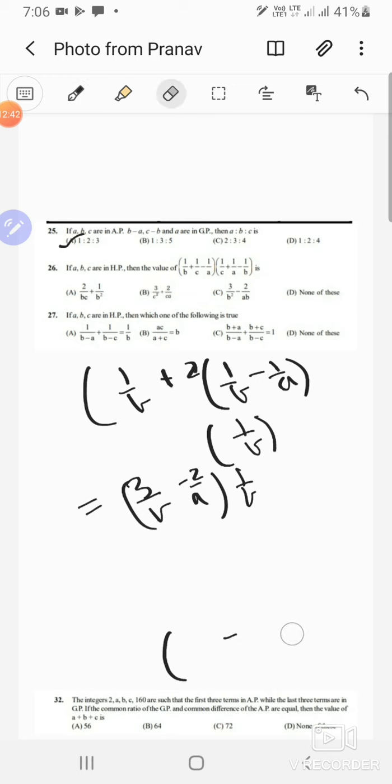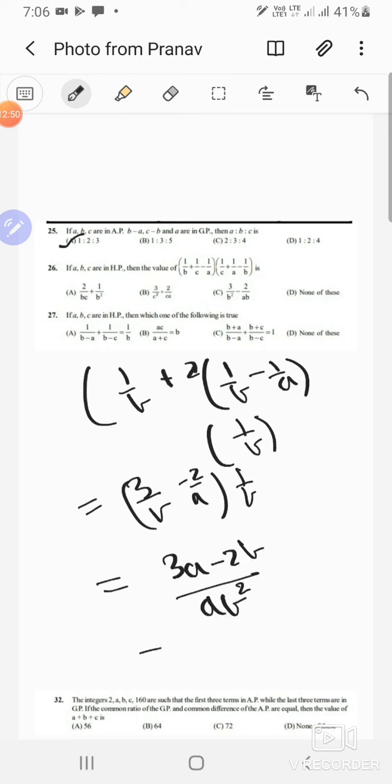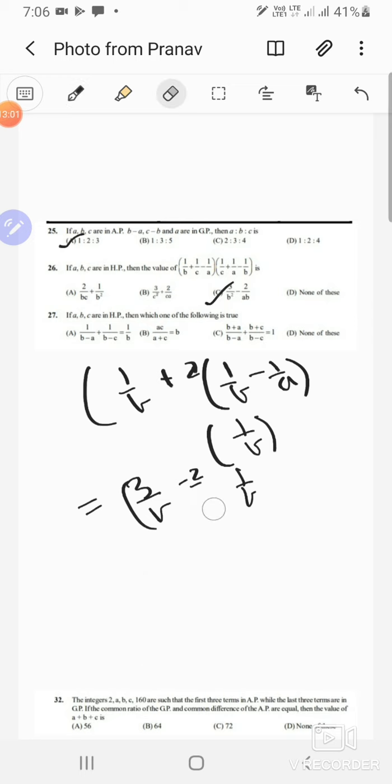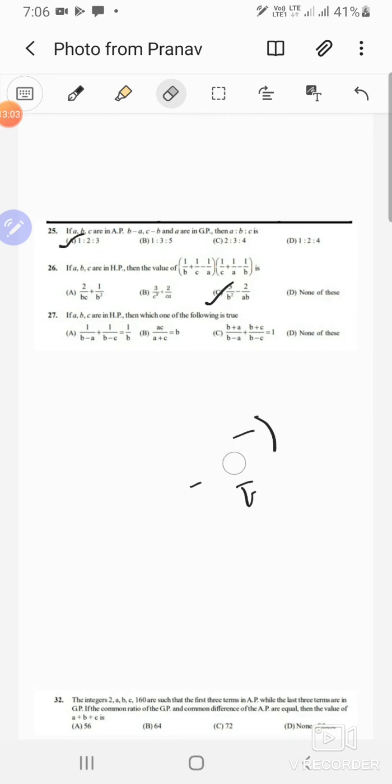Let's just erase this. So this will become 3a minus 2b upon ab squared, which is 3 upon b squared minus 2 upon ab. Oh yes, this was correct. I don't know why it came at last, but whatever, this was correct. Let's go to the next question.